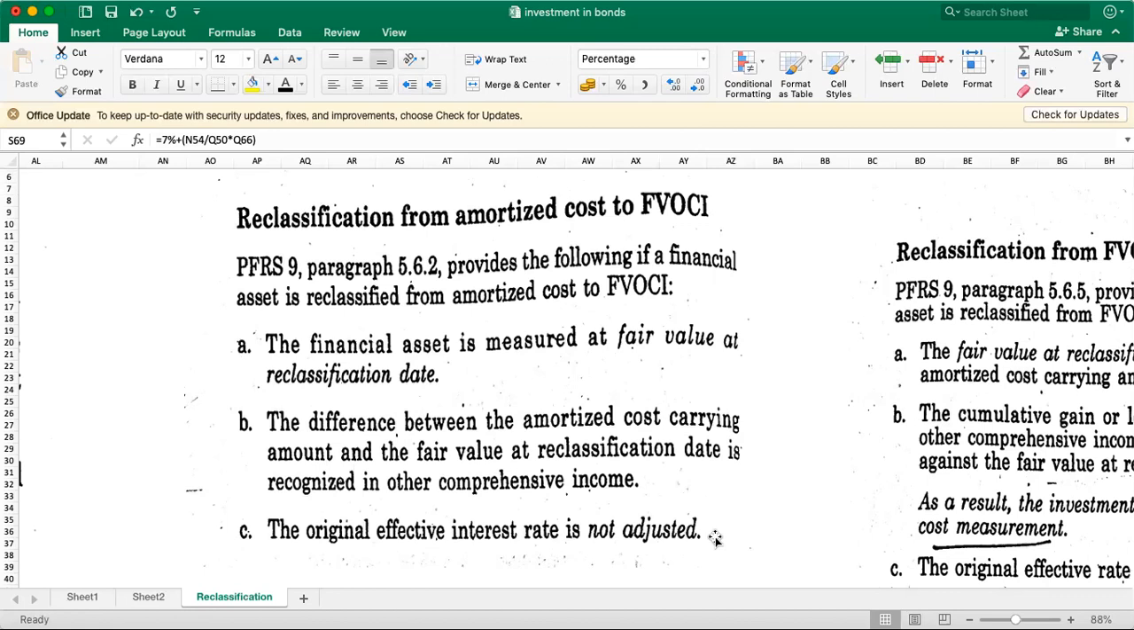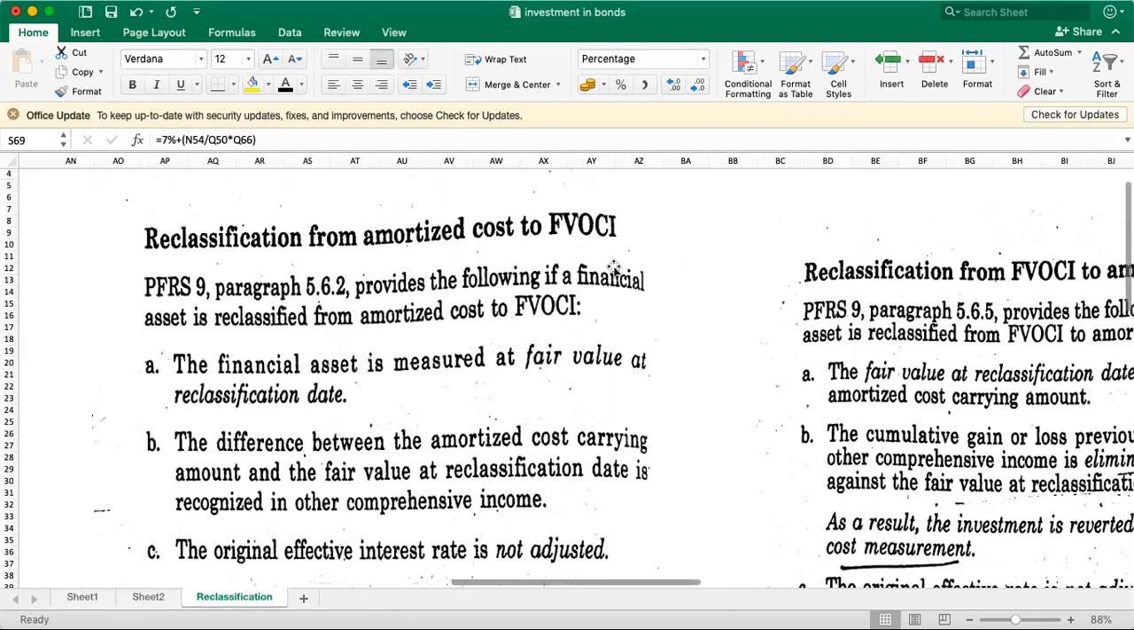Why? Because, di ba, nag-amortize ka dito. Nag-amortize ka rin dito under OCI. So just copy the amortization that you prepared under amortized cost. Copy lang dito sa OCI. But you need to take note that the subsequent measurement is the fair value, hindi yung amortized cost. Okay, next, this is the case.